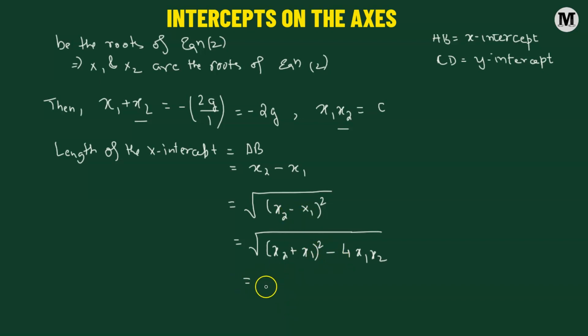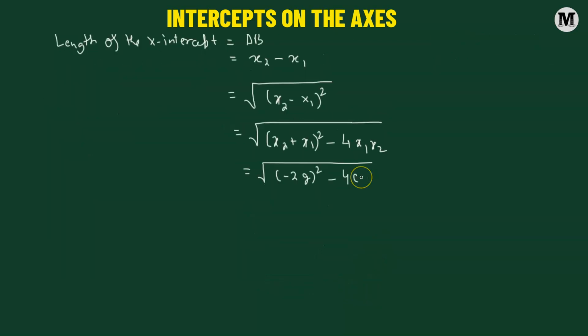If we expand this and simplify it, we get back x2 minus x1 whole squared. The reason we're writing it in this fashion is that x2 plus x1 whole squared can be replaced with negative 2g whole squared, minus 4 times x1 times x2, that's c. We have already obtained these values. So let's simplify this. We're going to get the square root of, negative 2g whole squared will be 4g squared.